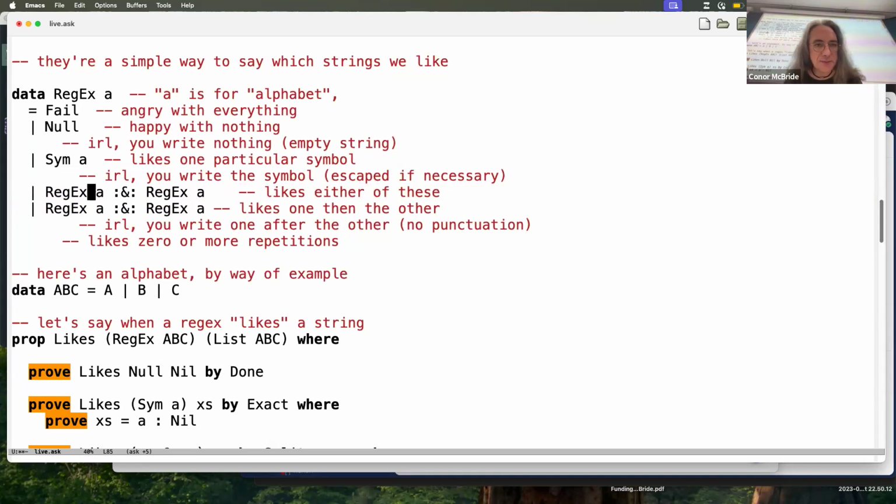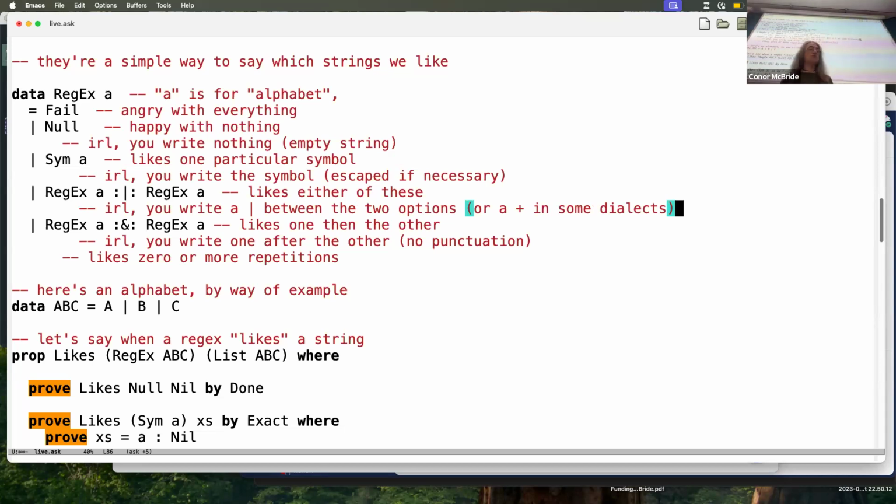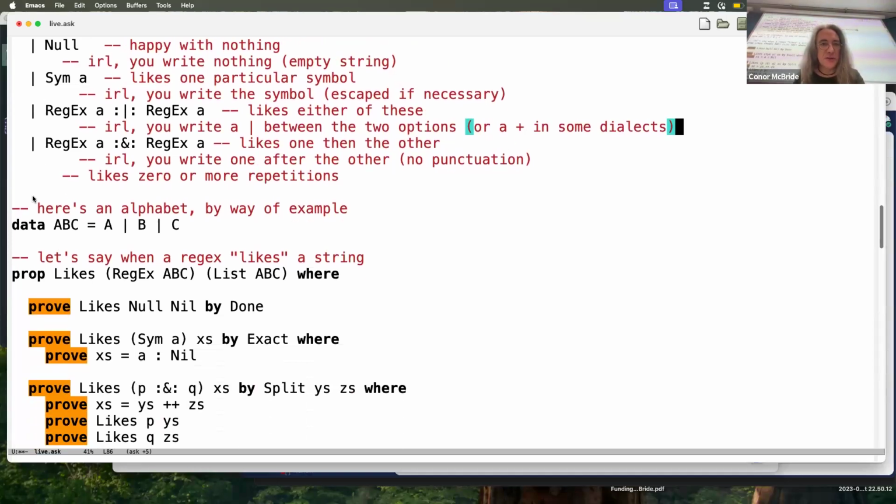So let's do that. I'm going to use an or-like symbol. In real life, you write a pipe between the two options, or plus in some dialects. And you can usually use parentheses in regular expressions. You have to be very careful of some of the symbols if you want to match a parenthesis and all of that kind of stuff. Okay. So that offers a choice.